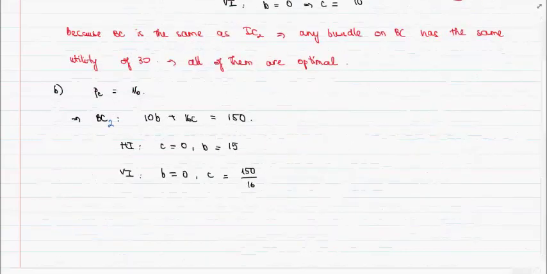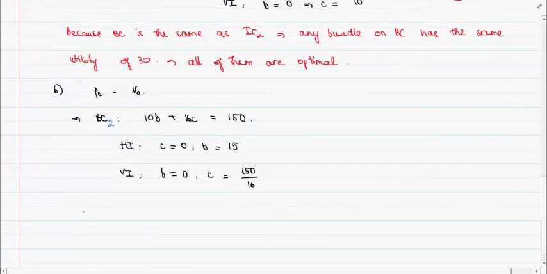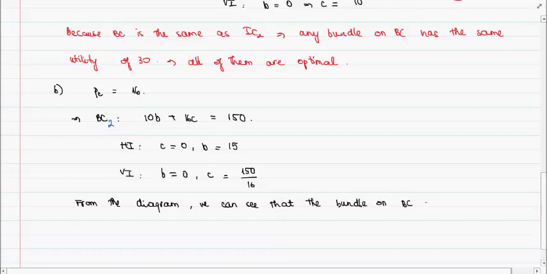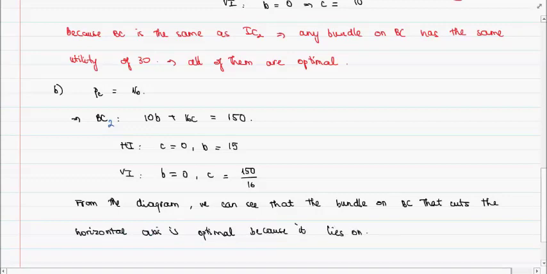Alright, so therefore we say that, from the diagram, we can see that the bundle on the budget constraint that cuts the horizontal axis is optimal because it is lying on the highest indifference curve, so it corresponds to the highest utility level.